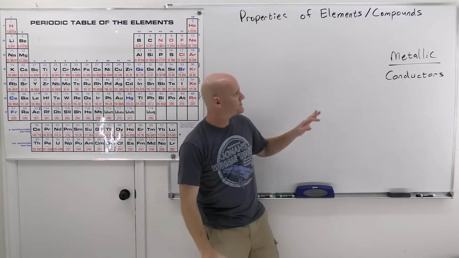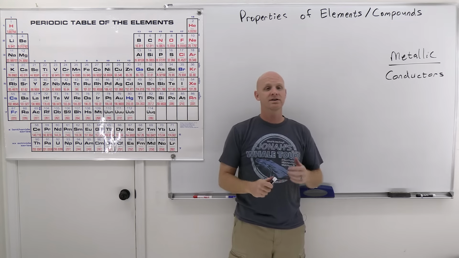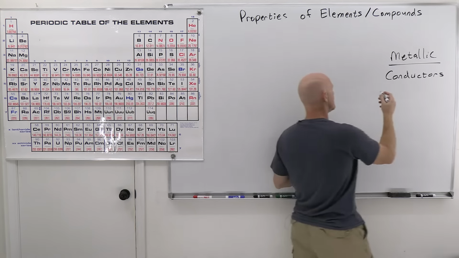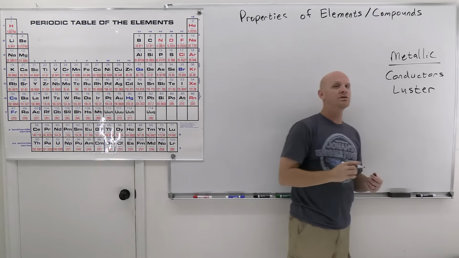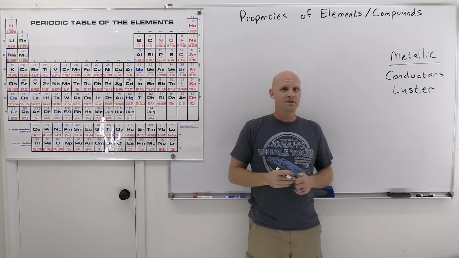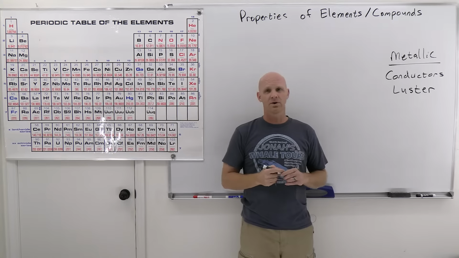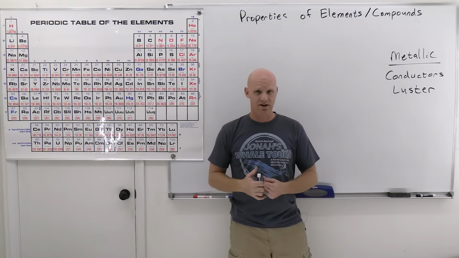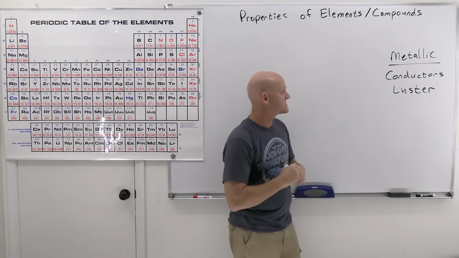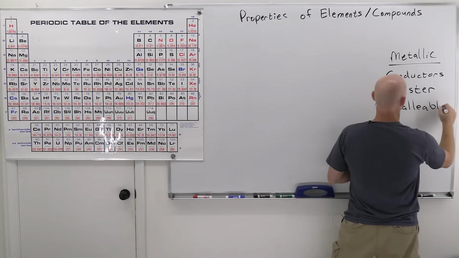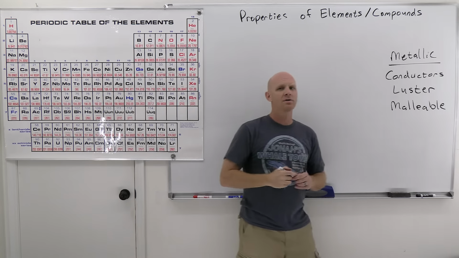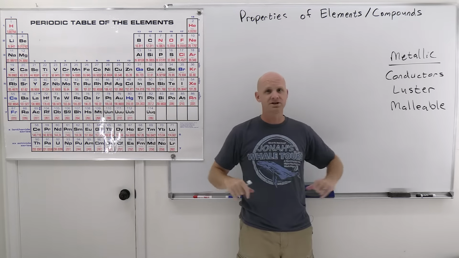Some other properties of metals you should know, in addition to being good conductors of heat and electricity. Some key buzzwords we do expect you to know: they have a characteristic luster, which is not common among some of the other substances we'll talk about. Luster means that they are shiny, and metals tend to be shiny. Another word you'll see is that metals are malleable. Malleable just means you can pound them into different shapes, and you can pound them out into sheets and stuff like this.